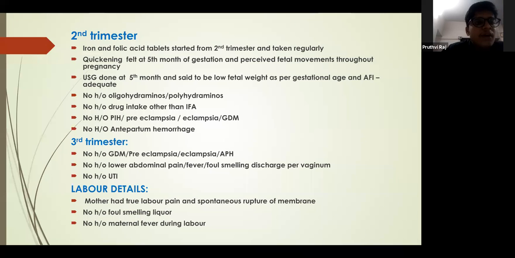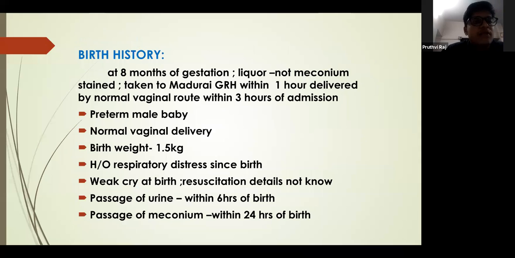Third trimester: no history of gestational diabetes mellitus, preeclampsia, eclampsia, and APH. No history of lower abdominal pain, fever, foul-smelling discharge per vaginum. No history of UTI. So labor details. Mother had true labor pain with spontaneous rupture of membranes. No history of foul-smelling liquor and maternal fever during labor, to rule out chorioamnionitis.